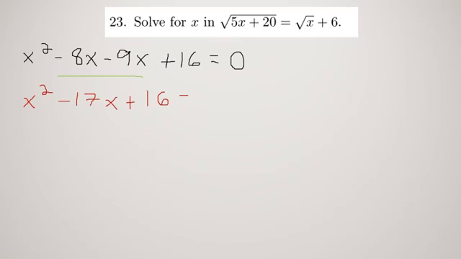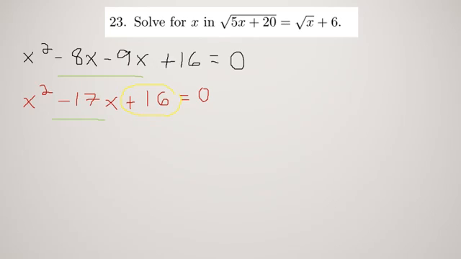At gagawin natin, mag-factor na naman ulit tayo. Okay? Ang first step, look at the last term, positive siya. So, either yung factors niya, both positive or both negative. Pero yung middle term niya is negative. So, ibig sabihin yung factors niya pala both negative.